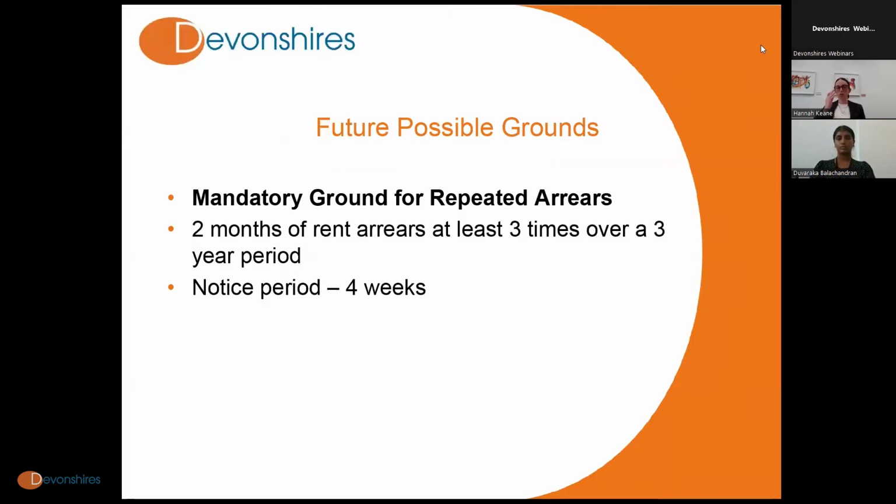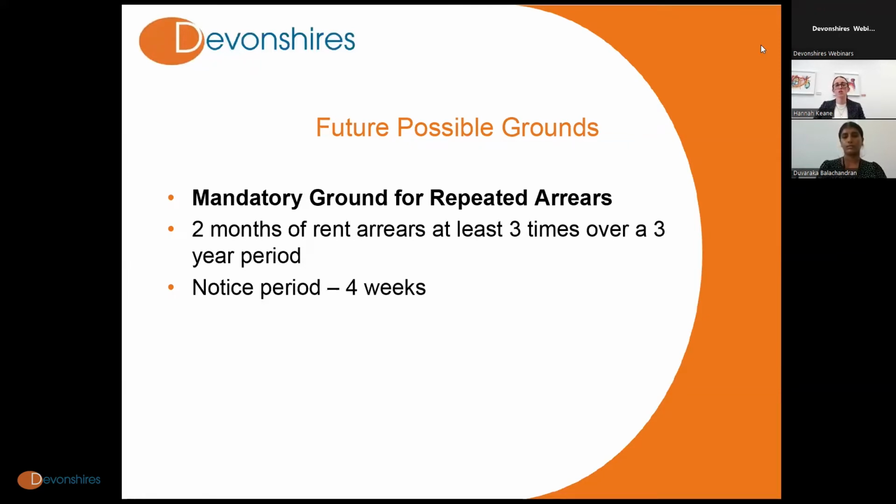So just to touch on future possible grounds for rent, I'm sure many of you have come across the recently published white paper, A Fair Private Rented Sector. Despite the catchy name, it will also have implications for social landlords. If you haven't come across it, the white paper was published only recently on the 16th of June, so it might be worth having a read. But in short, in terms of its application to rent, it proposes to introduce a new mandatory ground for repeated arrears.